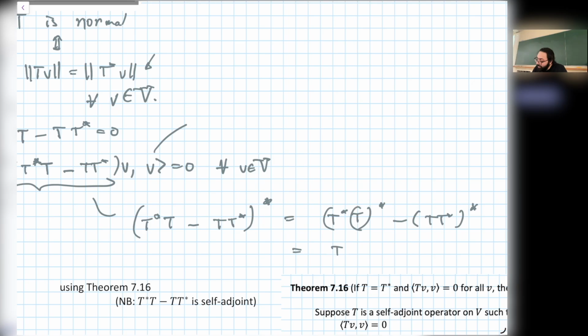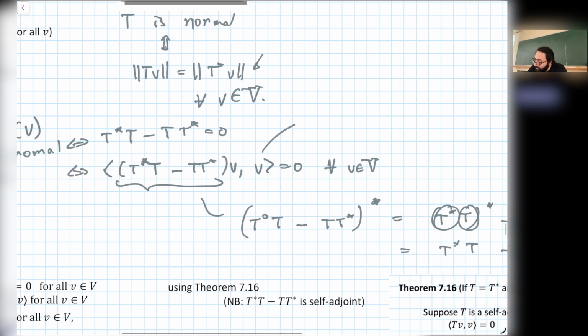This operator, it's star, but it comes first. This operator, it comes afterwards. And T minus this operator, its star would be itself, and then T star. Okay. It's not obvious immediately. This I leave as an exercise. Okay, let me write it down. So this is homework for you to check that T star T minus T T star is self-adjoint.